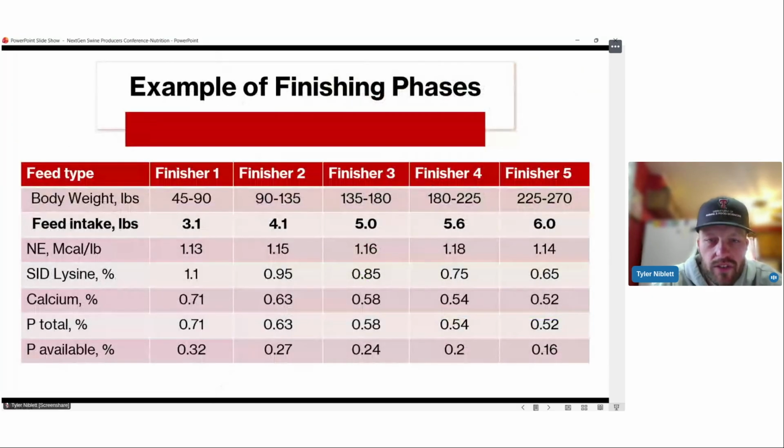This is just an example here that I have for some finishing diets. You have your different phases on the top row, and then on the left column, you've got your body weight in pounds, so your body weight range, your estimated feed intake, net energy in terms of megacalories per pound, your SID lysine, and then calcium as well as phosphorus. And you can see how over time these requirements go down in the diet, but that's largely because they're increasing in their amount of feed that they consume.